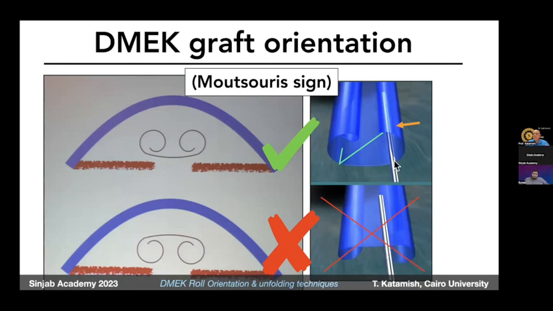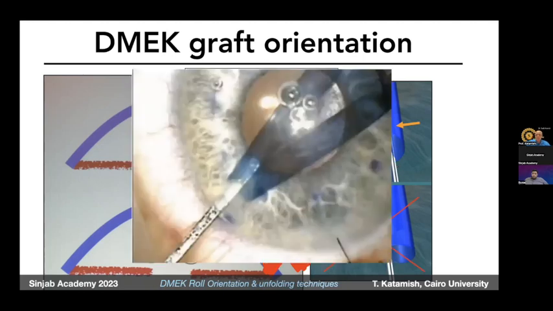So this very simple and basic sign is very valuable to detect the orientation before unfolding. It's not allowed to start unfolding before you are sure that the graft is in the proper orientation. So this is the idea of the Moutsouris sign. You put your spatula inside the DMEK roll since it is hidden. So this means that the fold is facing to you. This means that it is a proper orientation. And sometimes you call it the blue cannula sign.